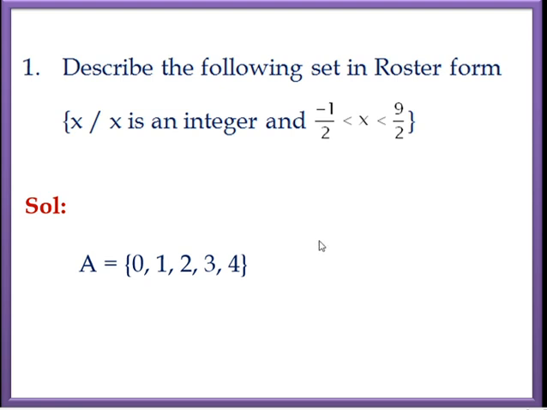Describe the following set in roster form. Set of all x such that x is an integer and minus half less than x less than 9 by 2. Minus half means what? Minus 0.5, and 9 by 2 means 4.5. So we have to list all integers between minus 0.5 and 4.5. Clearly they are 0, 1, 2, 3, 4. Okay. Why not consider 5? Because 5 is greater than 9 by 2.